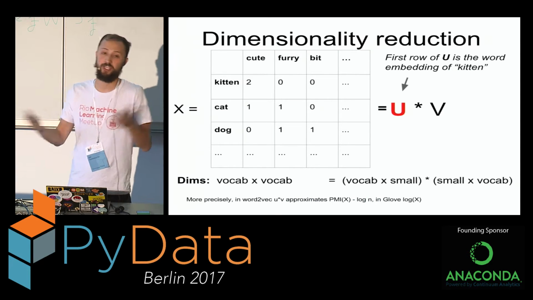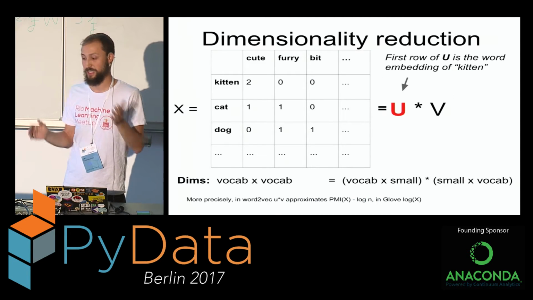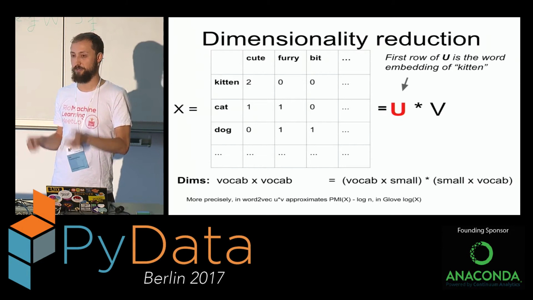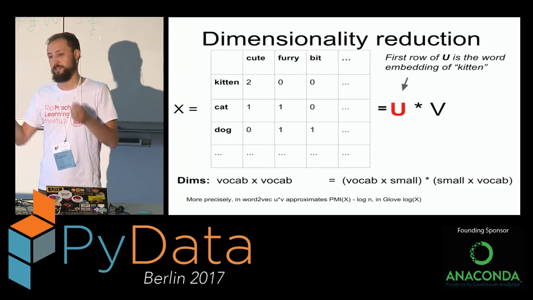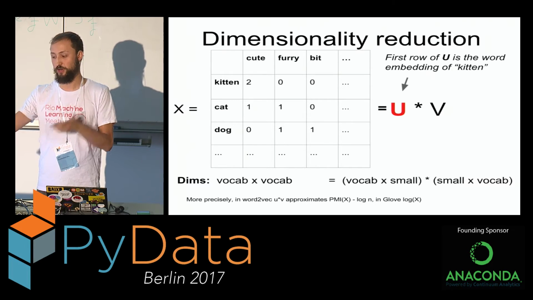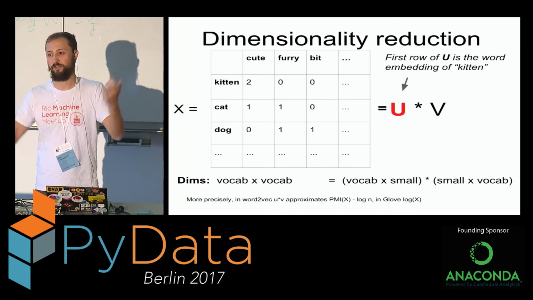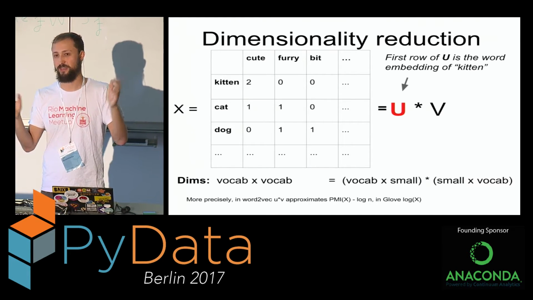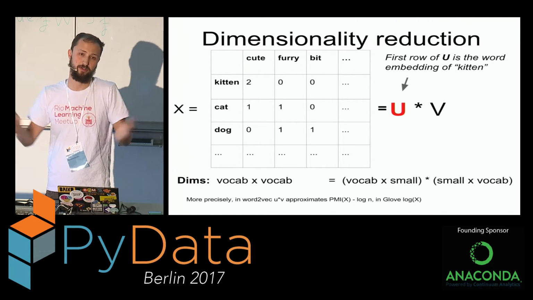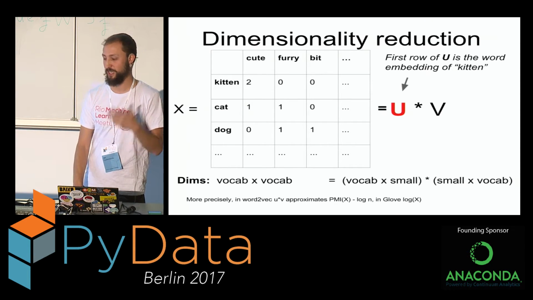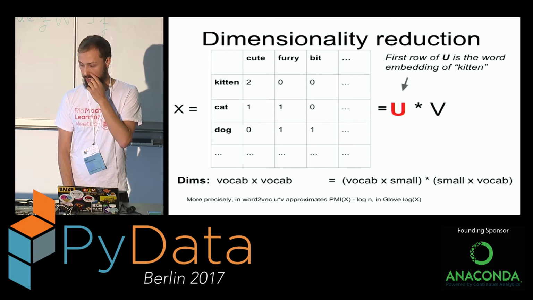So let's do dimensionality reduction. Let's make it smaller. Let's factorize it into 2 small matrices. So I have vocab by vocab, and it becomes vocab times something small, by something small times vocab. The first row in the U matrix is something that describes kitten. Some hidden meaning of kitten will be in that matrix, and it will be maybe 100 long, not 10,000, just 100 long. That's how I get my word embeddings. That's basically what all of them really do.